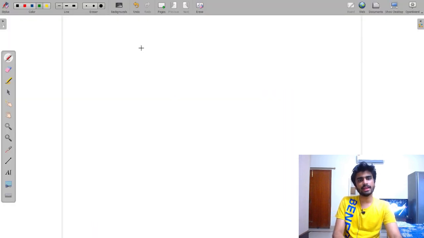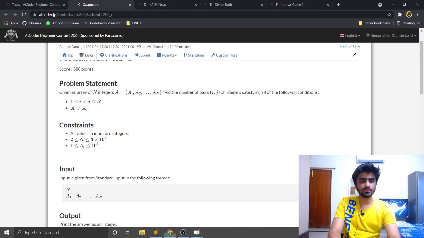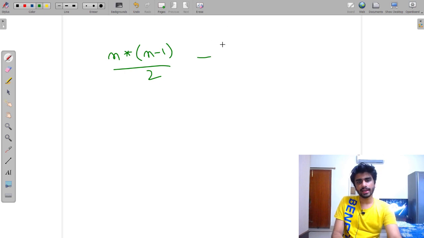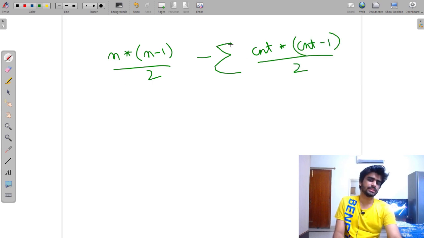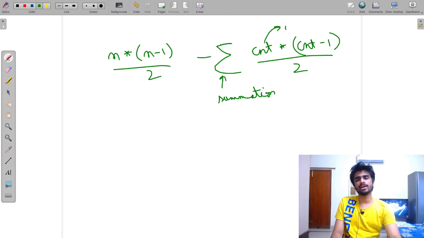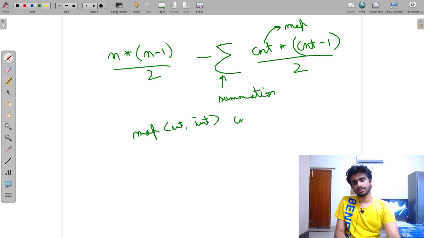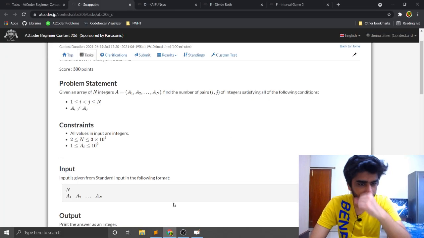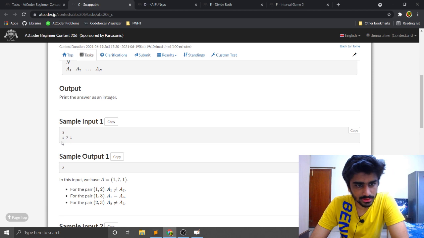We know that in n numbers, the total number of pairs will be n times (n minus 1) divided by 2. Then we can find the count of each element and subtract count times (count minus 1) divided by 2. This sigma means the summation, obviously. We need a count of each element, and we can do this by storing it in a map, something like map of int comma int, count. I think that should work.